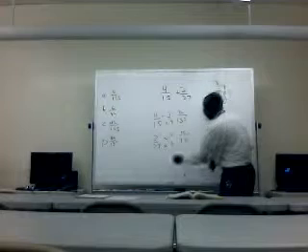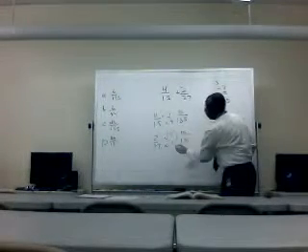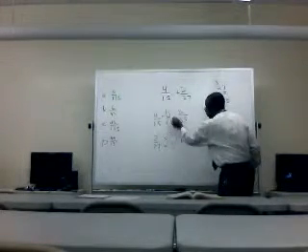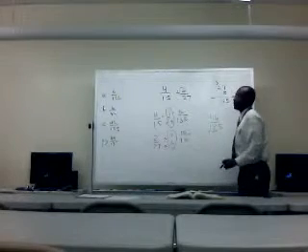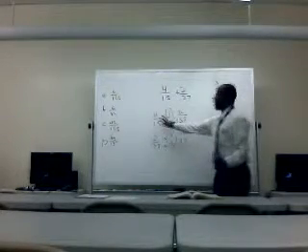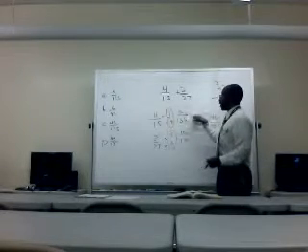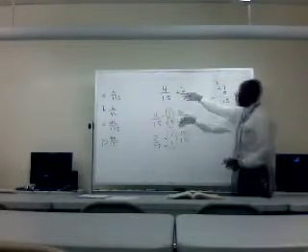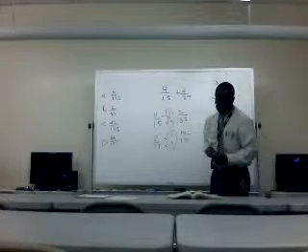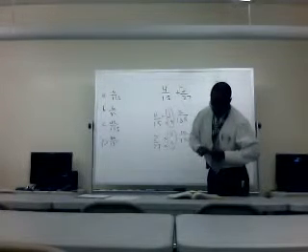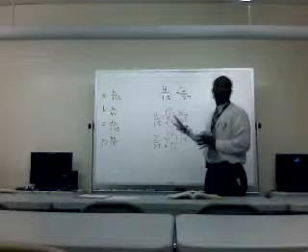Because essentially, this is just multiplying by a number over itself, which is 1. That's why you're doing that. So I haven't really changed the value of the fraction. All I did was change it so that I could work with it, because I'm really just multiplying by 1. Okay? Any questions on this?